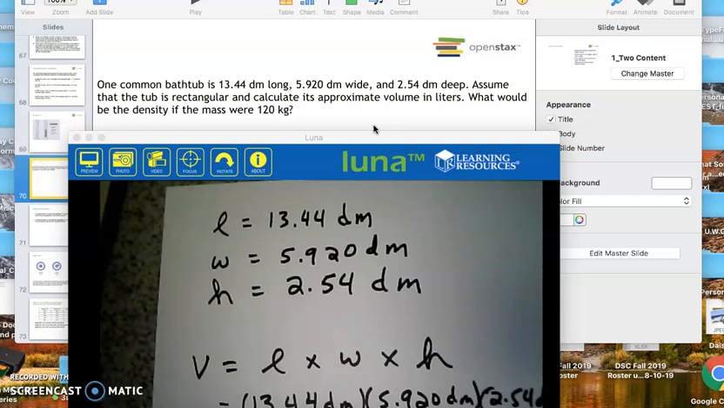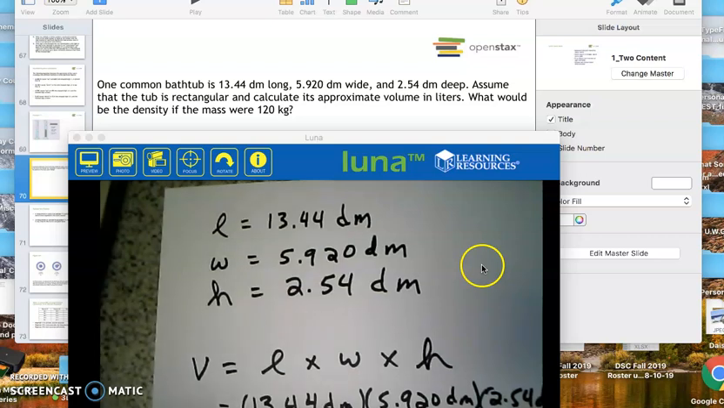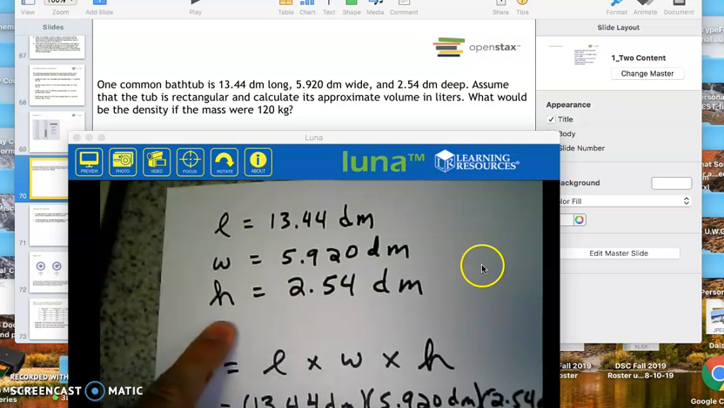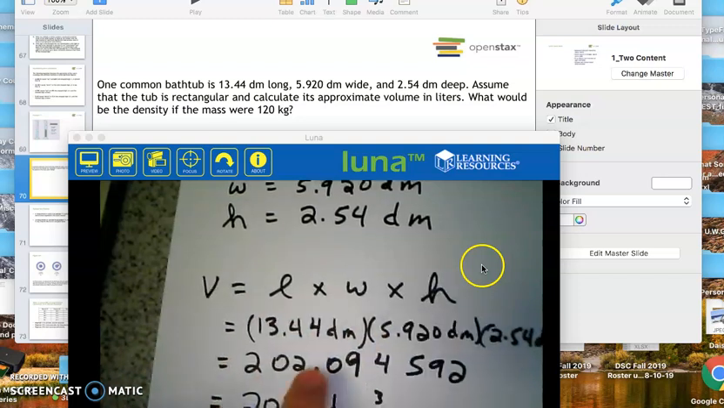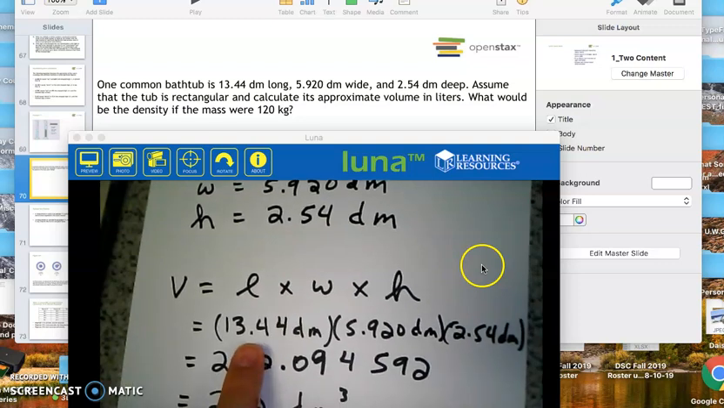And so what I would do is basically just, I've listed the length, the width, and the height here. And then to find the volume of a rectangular prism, it's just length times width times height. And so I go ahead and do that. So I multiply my dimensions together. These are all decimeters. And so this is what I get in my calculator.